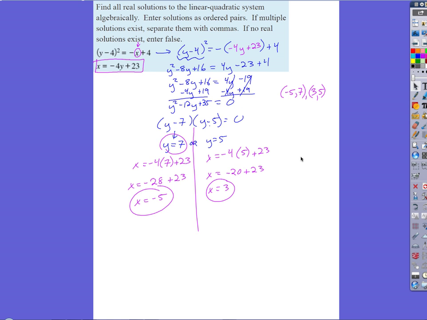What were those again? Negative 5, 7, and 3, 5.